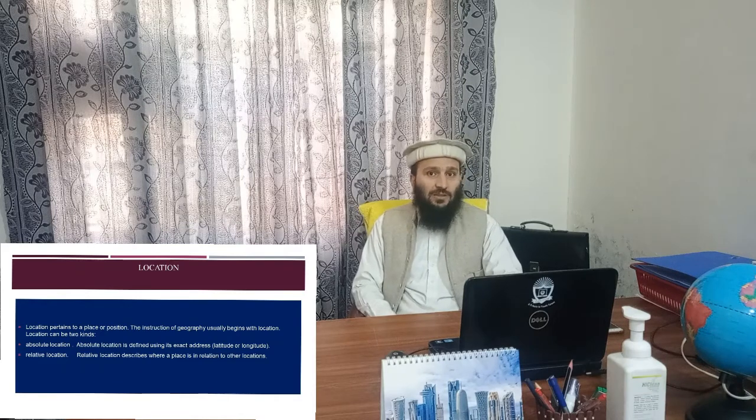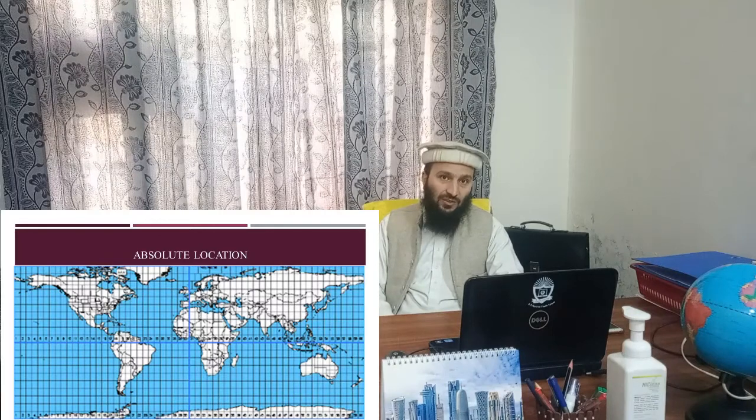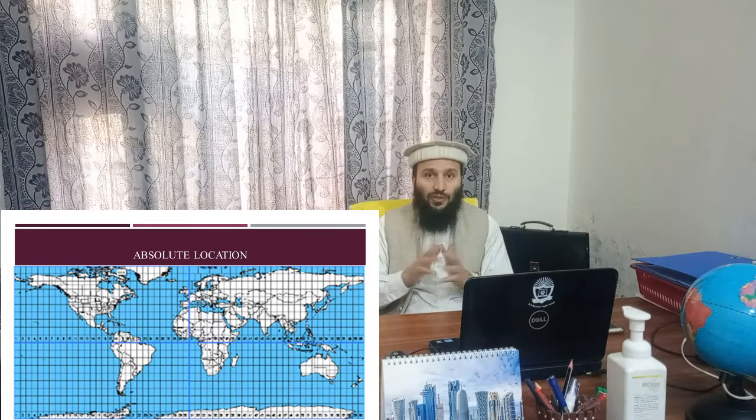Now, coming toward the themes, the first theme is location. Location is the answer to the question where it is, where this phenomenon is, or where this place is. Now, the answer to this question is given in two ways. The first one is absolute location. When we describe the location of an area in terms of latitudes and longitudes, this is known as exact or absolute location. And with the help of a grid, you can find that absolute location very easily.